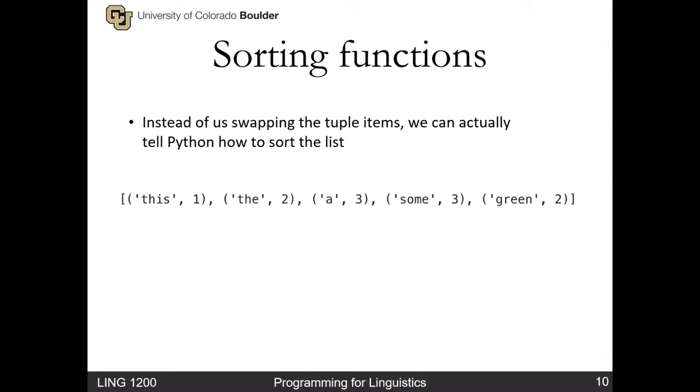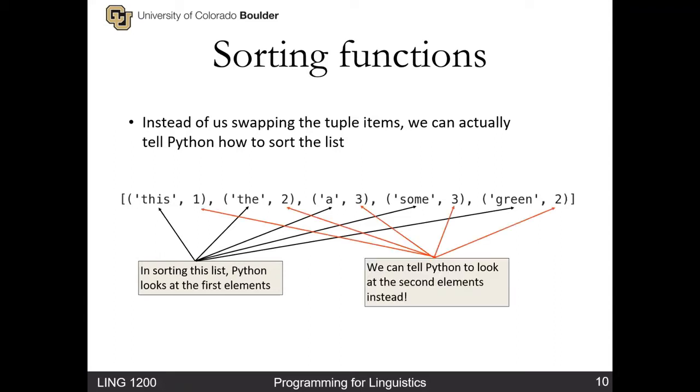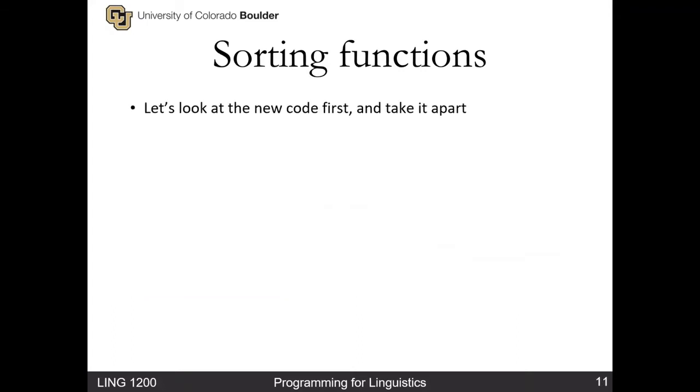But here's the thing, we don't actually have to do all that extra stuff of creating a new list and swapping the order. We can actually tell Python how to sort the list. By default, when it's sorting with the sorted function, Python is going to look at the first element if you have more than one element in the thing that it's trying to sort. So it's trying to sort these two tuples. But we can actually tell it to look at the second item, or whatever item, if there were more items in these tuples, and sort by that element instead. So let's look at how we do this. We're going to look at one way, and there's another way that we'll look at in another video.